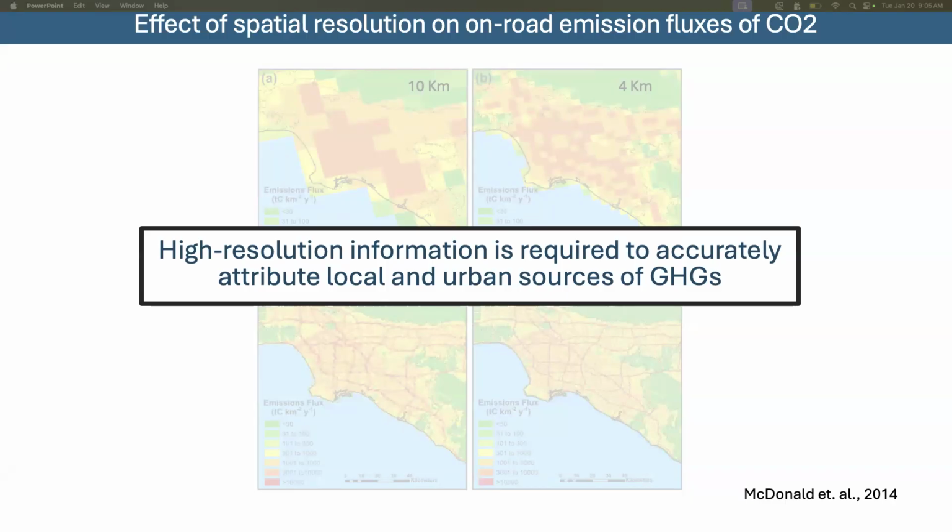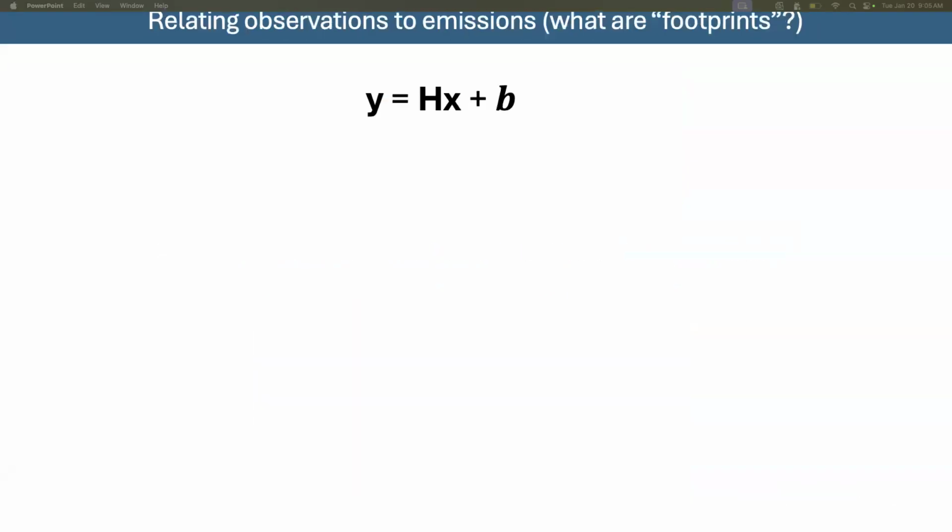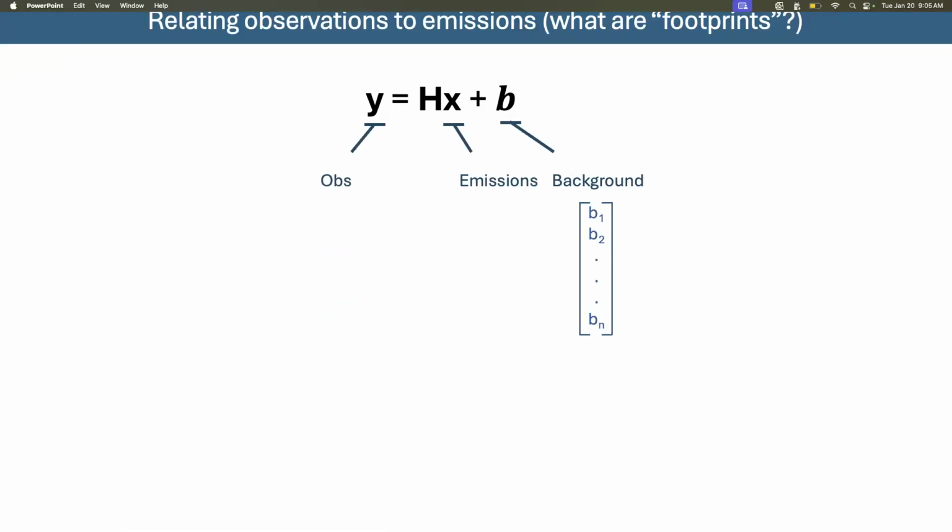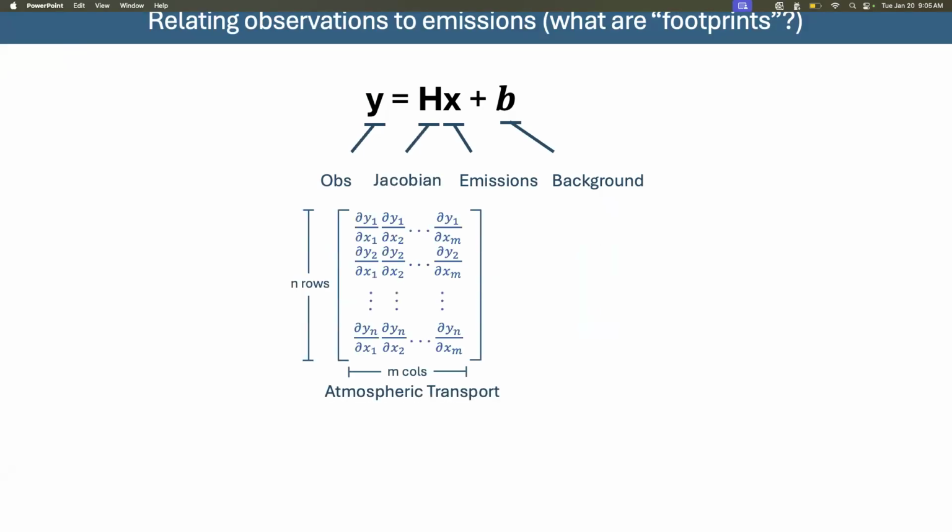So now moving to estimating emissions. We have this equation. I'm pretty sure a lot of you have already seen it, and it just relates observations to emissions. The equation is y = Hx + b, where y is the observation, x is the emission or state vector, which we typically solve for, b is the background, and H is the Jacobian, which represents atmospheric transport.